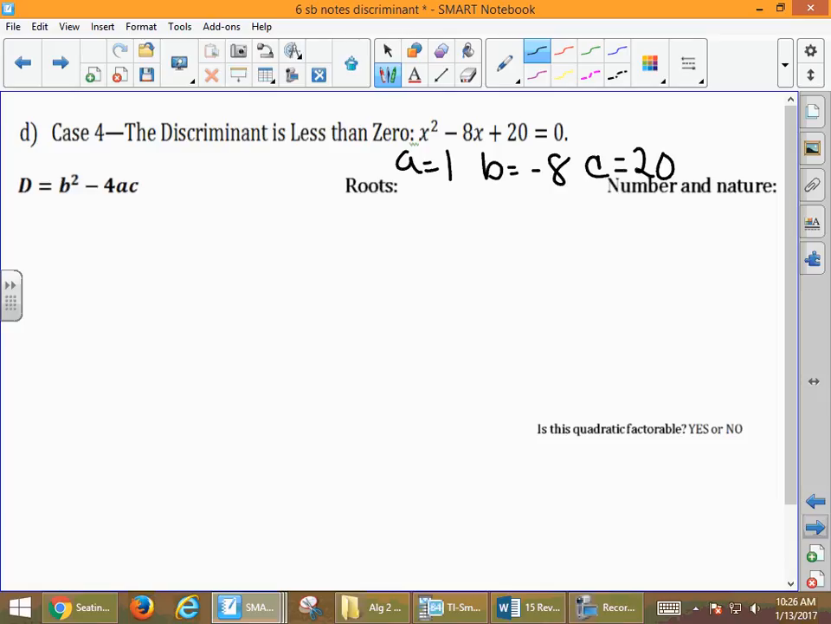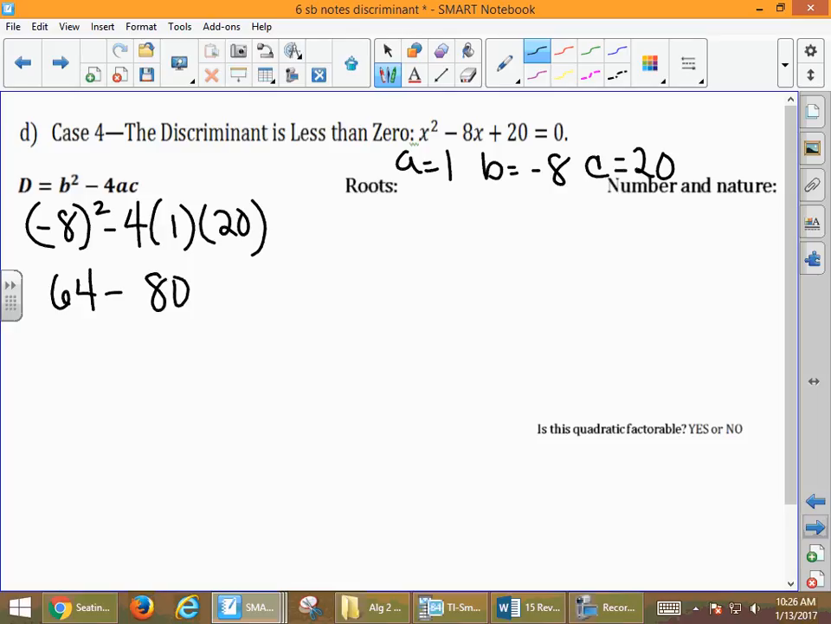Fill these values back in. Negative 8 squared minus 4 times A times C. If you're typing in negative 8 squared, you must have parentheses in your calculator. Negative 8 squared is 64. 4 times 1 times 20 is 80. And 64 minus 80 is negative 16. That is our discriminant.